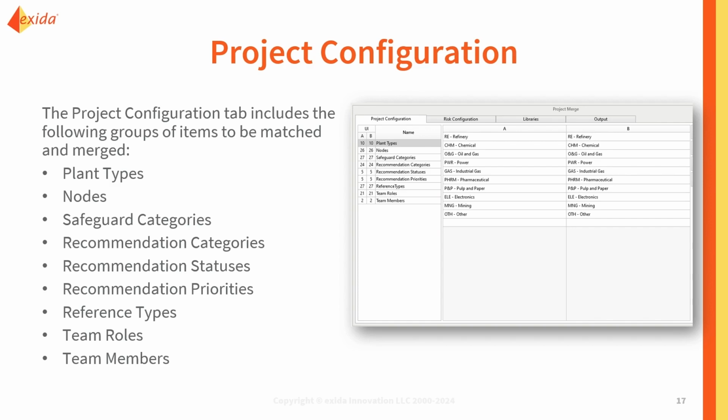The categories we're looking at are plant types, nodes, safeguard categories, recommendation categories, statuses and priorities, reference types, team roles, and team members. The reason you want to go through this in detail is that you don't want any repeats in file C that should actually be the same item. So, for instance, in team members, you don't want to list the same person twice. You want to make sure that everywhere they're assigned, no matter which module, it's the same team member. The same goes for all of these categories.